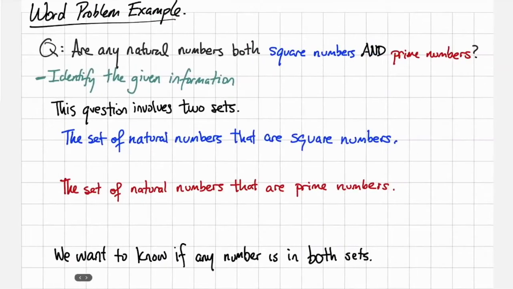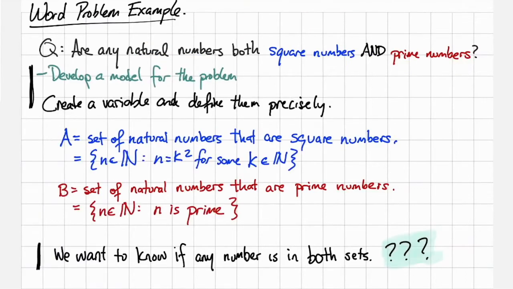Let's put this into practice in the word problem that we started with. Are any natural numbers both square numbers and prime numbers? So let's identify the given information. This question involves two sets. We have natural numbers that are square numbers and natural numbers that are prime numbers. And so let's write those two down and recognize that the question is asking us to determine if any number is in both of those two sets.